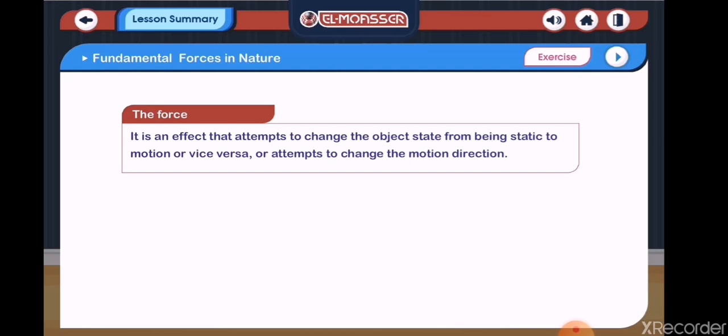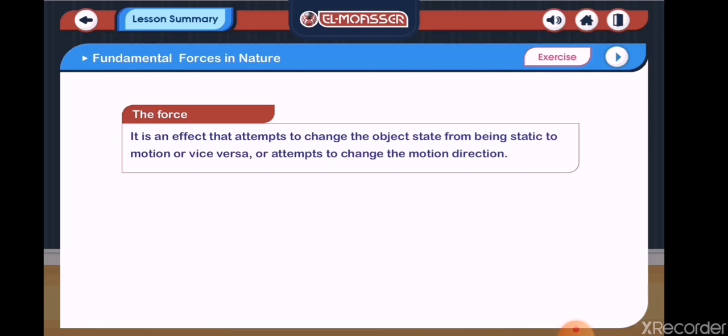How are you? Today we will talk about Unit 2 Force and Motion. Lesson 1: Fundamental Forces in Nature. Force. What's meant by force? To know the meaning of force, let's see the following examples.